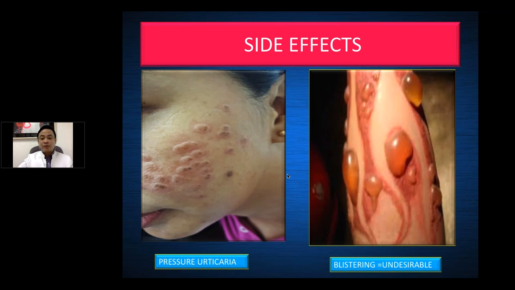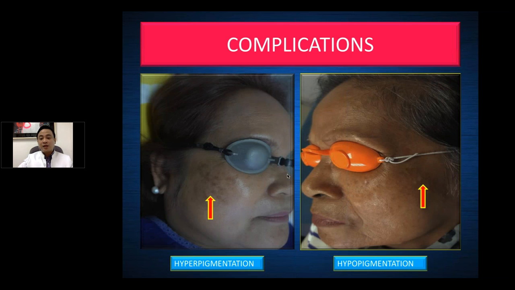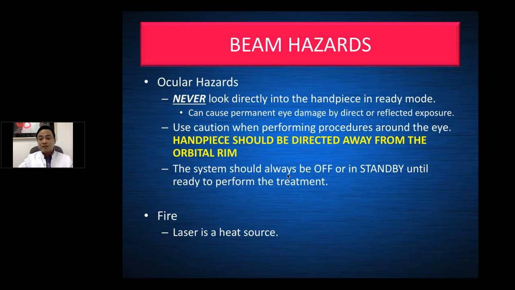And of course, the complications are hyperpigmentation. And as I told you earlier, if we're dealing with elderly patients, there is high risk of developing hypopigmentation. So we have to be very careful. And of course, we have to protect our eyes and our patients' eyes. When we do the procedure, the handpiece should be directed away from the orbital rim all the time.